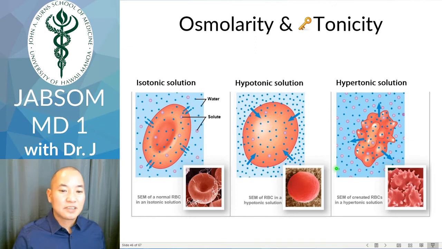Now, in the hypertonic solution, again, we're looking from the outside in. There are more concentrations of solutes in the extracellular fluid than inside of the cell. Because there are more yummy, salty, sugary snacks out here, the water molecules rush out of the cell. As they rush out, the cell loses volume. And this is why we get that crenation, this loss of volume right here.